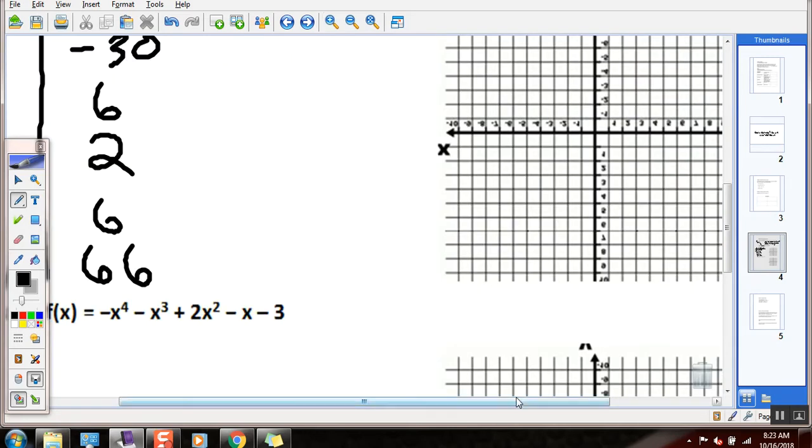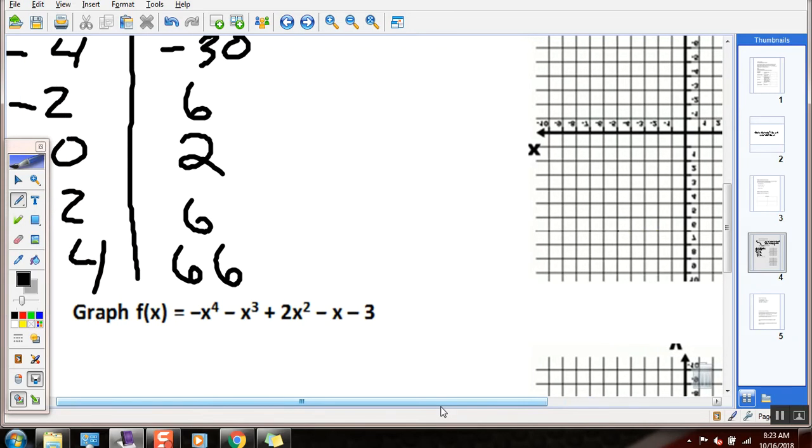Guys, the first point that we should plot would be negative 4 comma negative 30. Am I going to be able to get to negative 30 on my graph at all? No, negative 4 right here, down 30 is going to be way down here somewhere, isn't it? Way down here. I'm going to put a little arrow down here. It's down there somewhere.